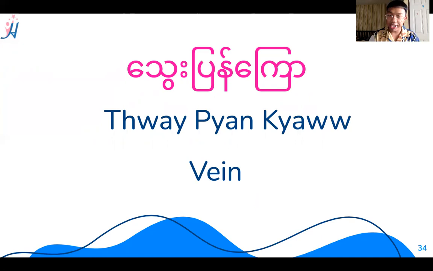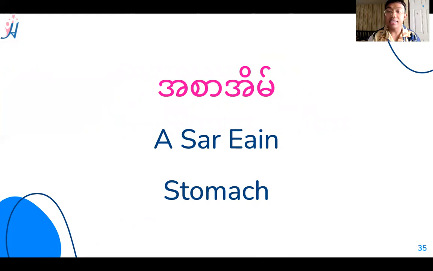And stomach, asa ain. If you directly translate this word, asa means food, ain means house, right? So it means house for food, where the digestion and all those happen. Asa ain for stomach, where the acid mixes the food and produces chyme, right? So stomach, asa ain for stomach.